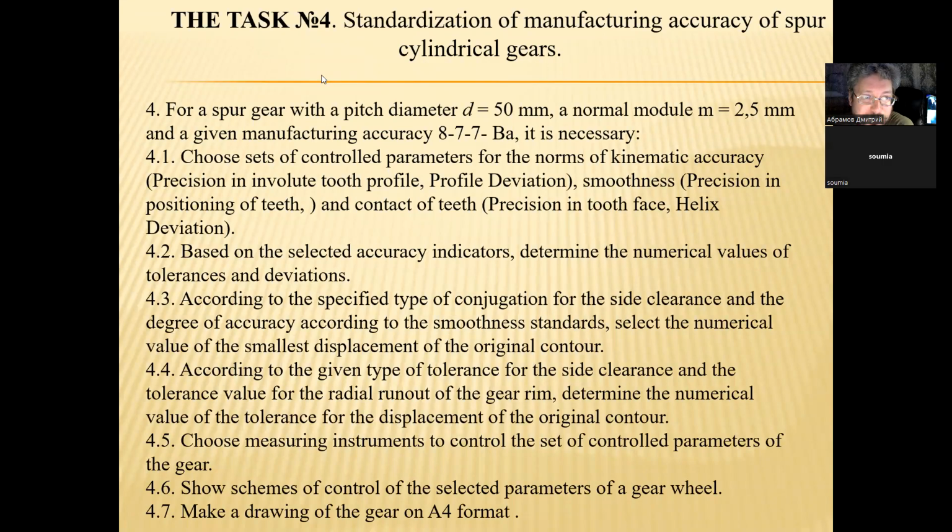For a spur gear with a pitch diameter D equal to 50 millimeters and normal module M equal to 4.5 millimeters, and given manufacturing accuracy 8-7-7 BA, it is necessary: 4.1. Choose sets of controlled parameters for norms of kinematic accuracy. Norms of kinematic accuracy are in first place.